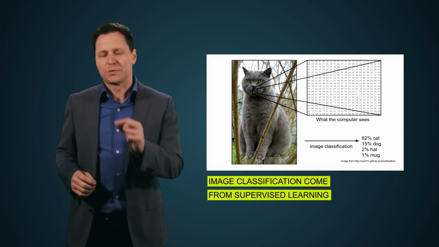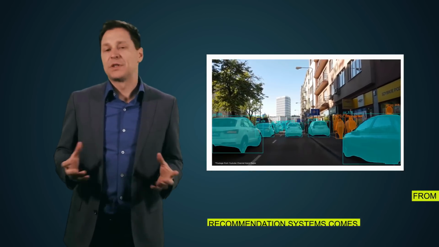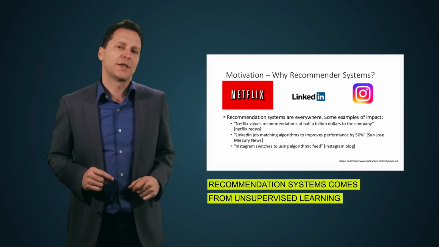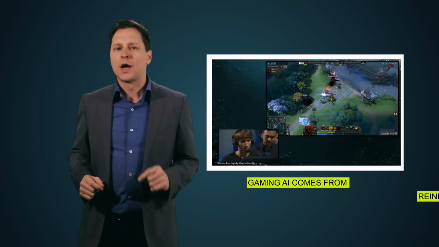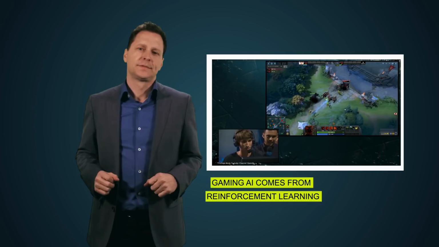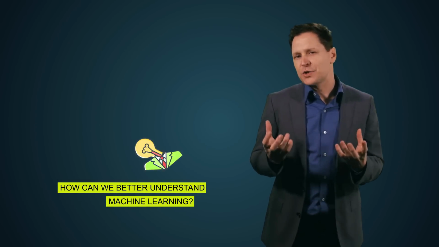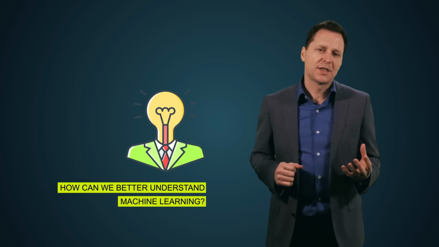of machine learning. Image classification comes from supervised learning. Recommendation systems come from unsupervised learning. Gaming AI comes from reinforcement learning. How can we better understand supervised, unsupervised, and reinforcement learning?